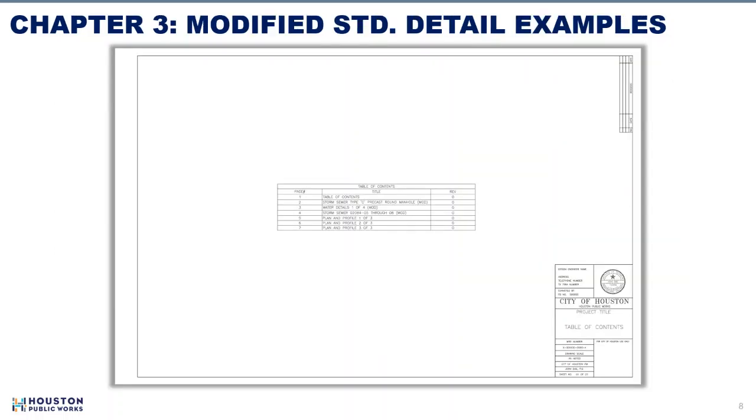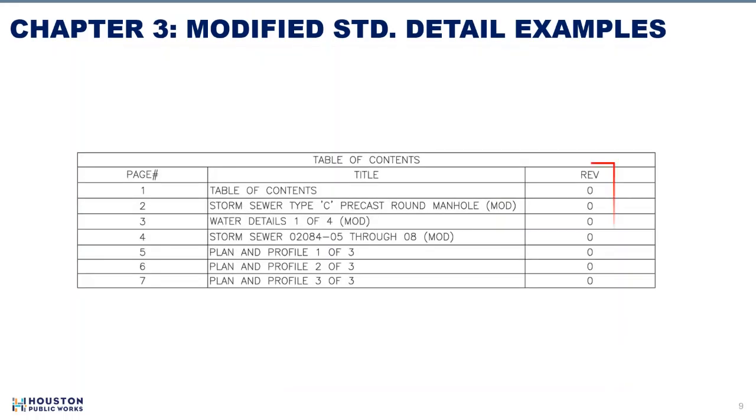Here is a plan set sheet with a table of contents or index of sheets shown. Let's take a closer look at the table. Note that these examples are Rev 0 and therefore this plan set has completed city review. Per requirements, each plan set sheet title will include "mod" for every sheet that has a modified standard detail. Let's take a look at these sheets to see the modifications on each standard detail.